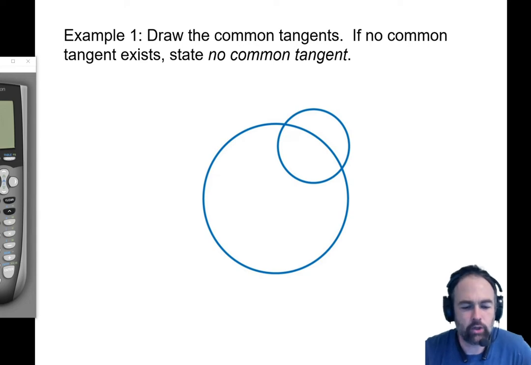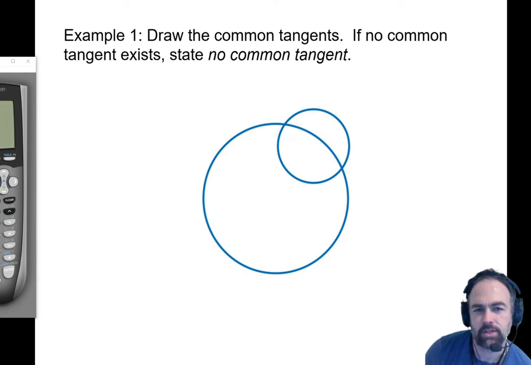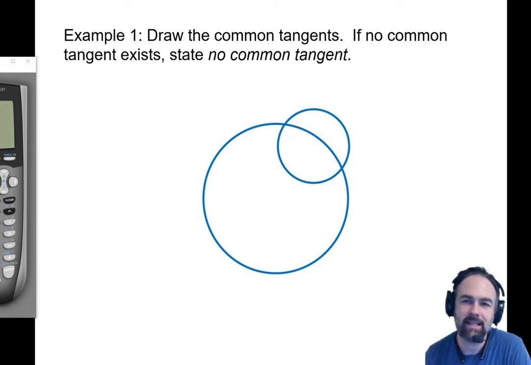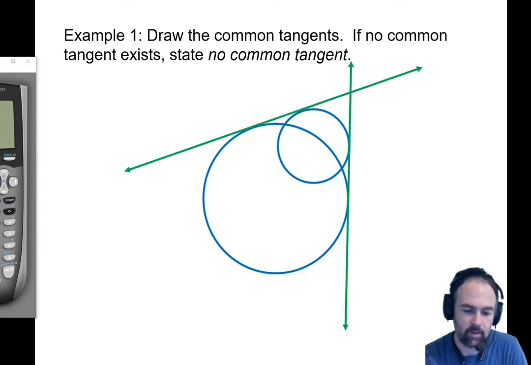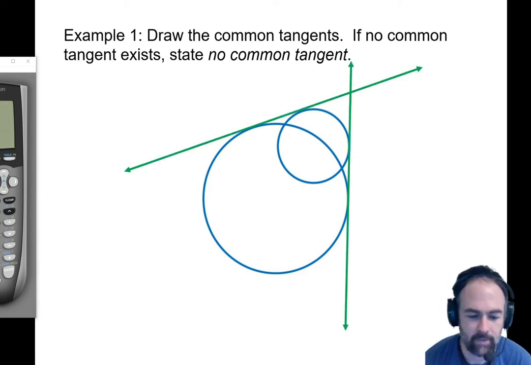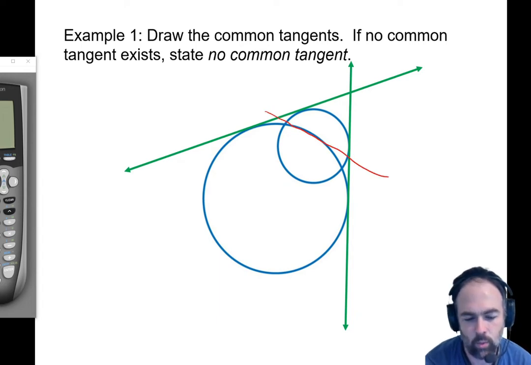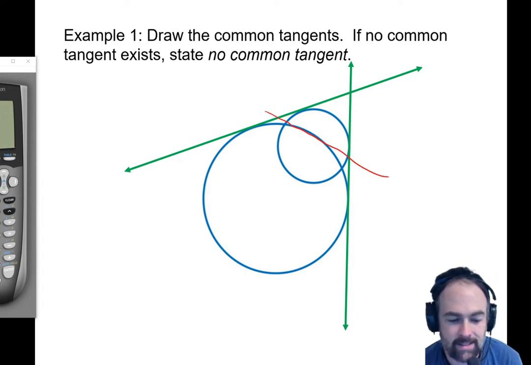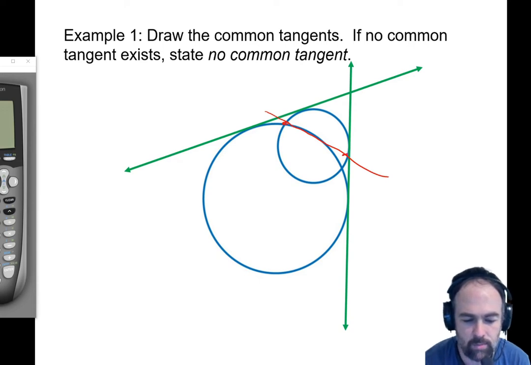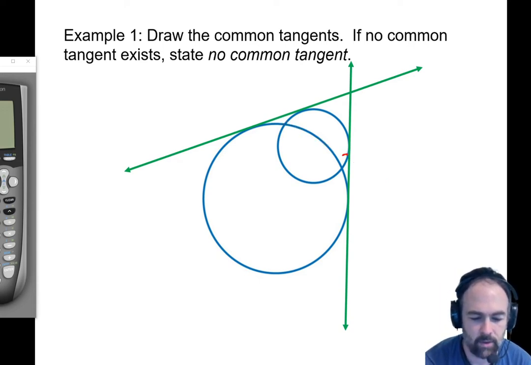Okay, example 1, draw the common tangents, and if no tangents exist, state no common tangents. This is going to be the same directions for the first 4, and just to make things easy, I went ahead and put these in the PowerPoint. That way my drawings don't mess you up. So there are going to be 2 common tangent lines here, and they exist right there. Now, notice we have 2 intersecting circles here. If I was to try and draw a tangent line that went through here, that's not going to work because while it is tangent to the large circle, it is a secant to the small circle. Okay, so those are our only two that we can draw.